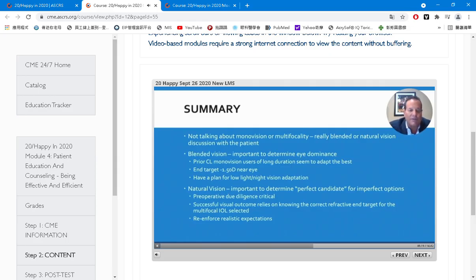Natural vision or multifocal patients, it's important to determine the perfect candidate for some of these relatively imperfect options we have. Preoperative due diligence is critical. Make sure we can enhance the patient, know your end target for the lens you're using, and reinforce realistic expectations. Using a questionnaire preoperatively really will get you out of trouble in the long run.